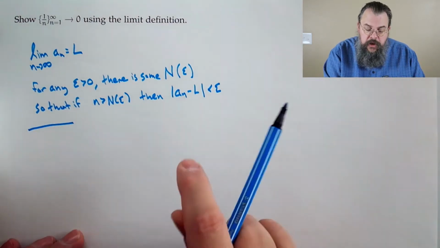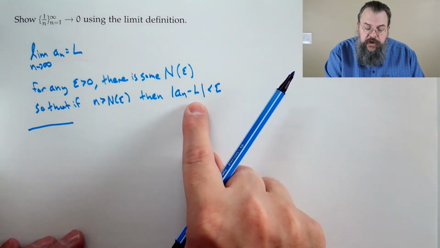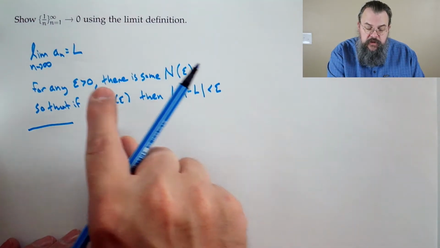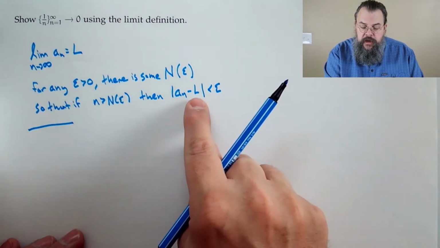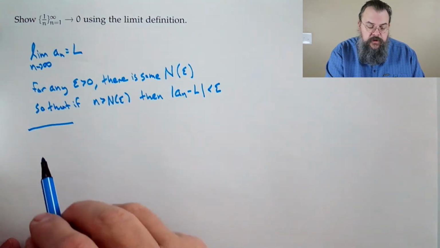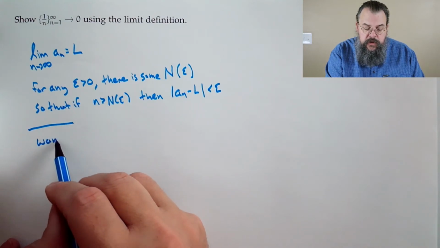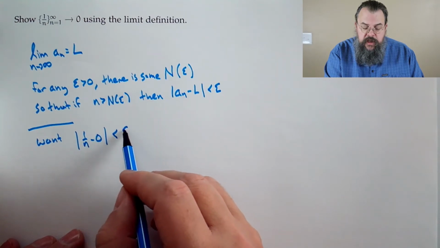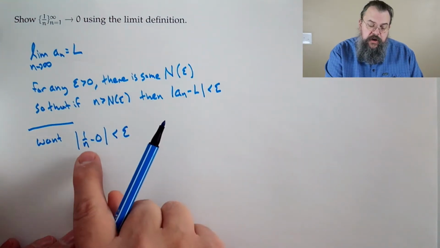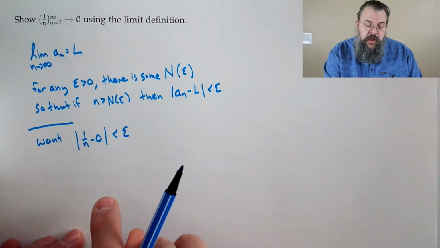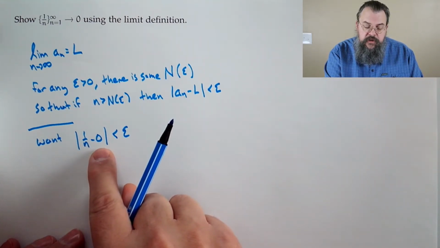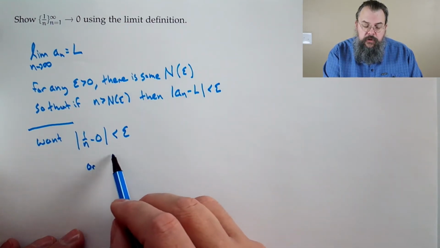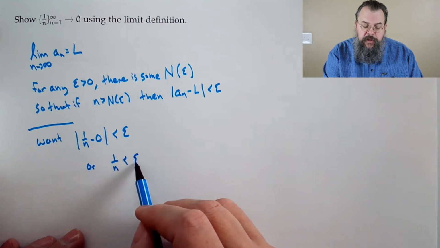So let's start with this and try to figure out what our N of epsilon should be. We know what our a sub n is: it's 1 over n. We know what L is supposed to be: it's 0. So we want the absolute value of 1 over n minus 0 to be less than epsilon. Now the question is, how should we choose n? The nice thing is that minus 0 doesn't do anything, and the absolute value doesn't do anything. So 1 over n has to be less than epsilon.